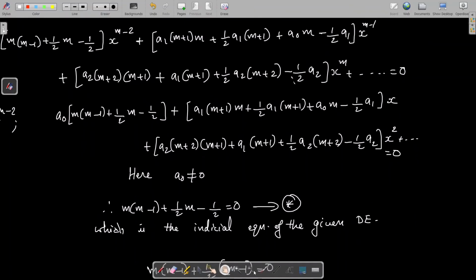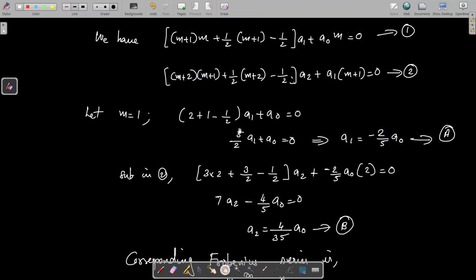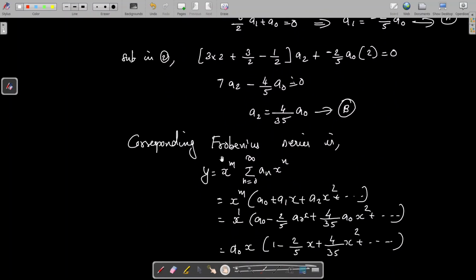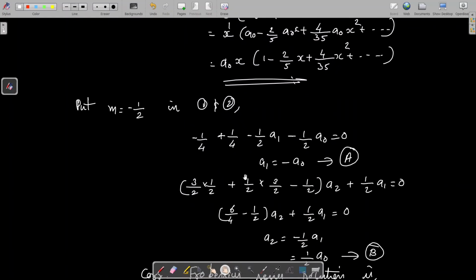So here we found m using the expression equal to 0. Now you form two more equations, coefficient of x equal to 0 and coefficient of x square equal to 0. That is written here. These two expressions 1 and 2, coefficient of x equal to 0 and coefficient of x square equal to 0. First we will take m equal to 1. When m equal to 1, these two equations give two equations with a1 and a0. Then you write a1, a2, etc. Then you write the corresponding Frobenius series solution when m equal to 1. Then you have to take m equal to minus 1 by 2, and again you substitute in equations 1 and 2, and you can find the corresponding values of a1, a2, etc.